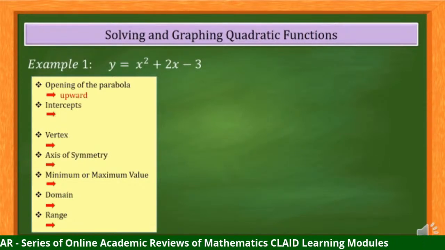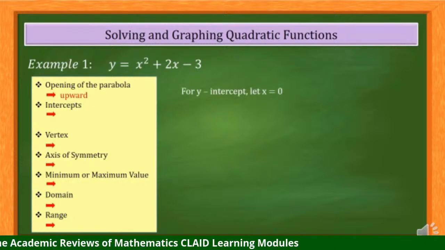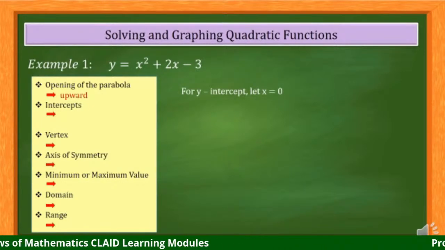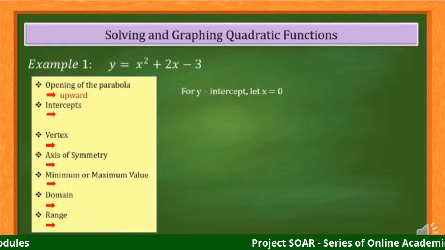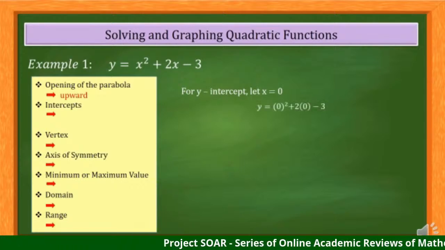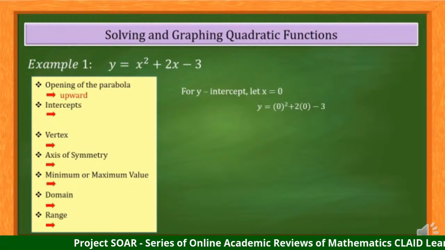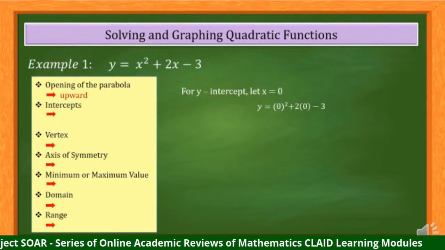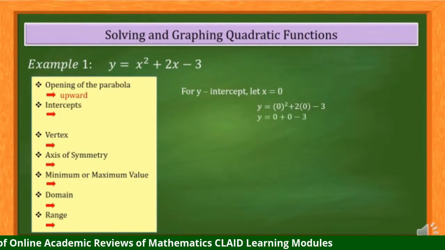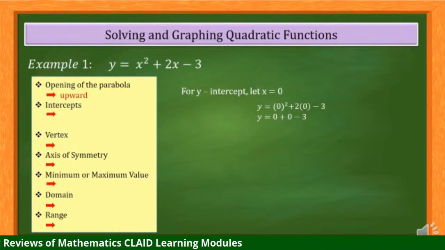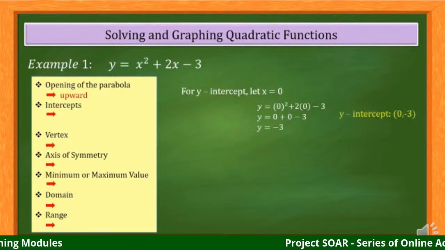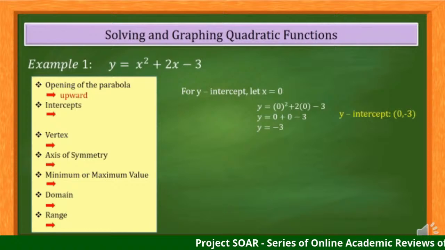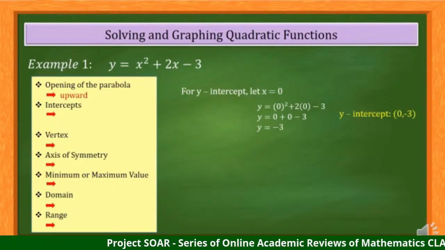Next is intercept. For y-intercept, we let x equals 0. So, ibig sabihin, lahat ng x magiging 0. We have y equals 0 squared plus 2 times 0 minus 3. Then y equals 0 plus 0 minus 3. The result is negative 3. For y-intercept, we have point (0, negative 3).